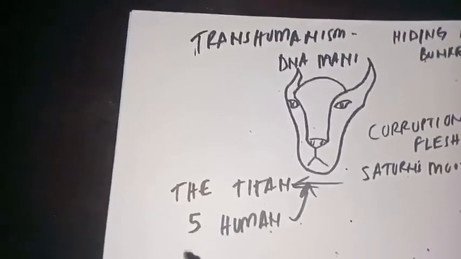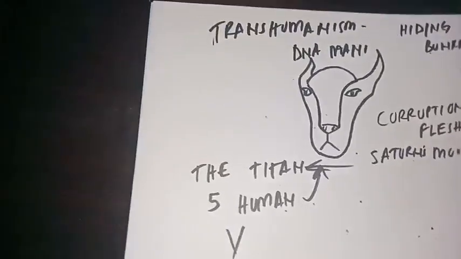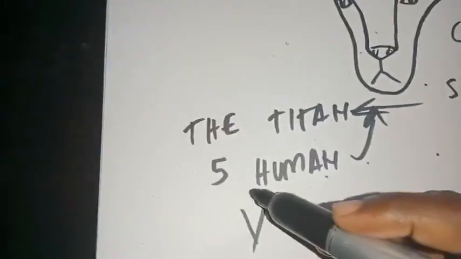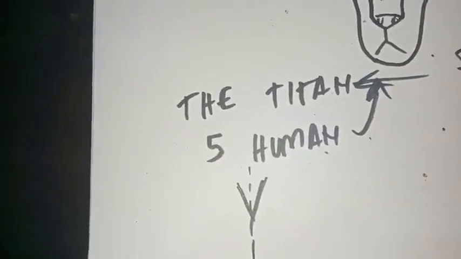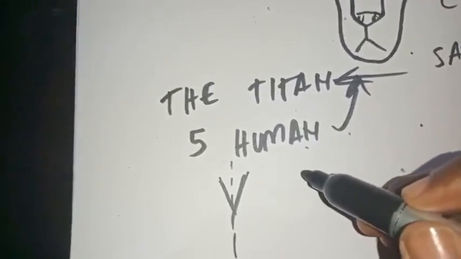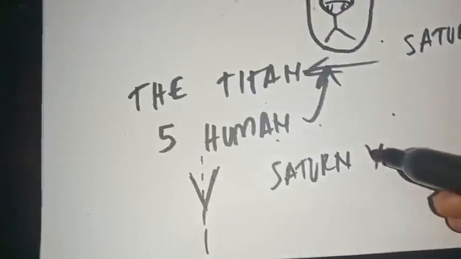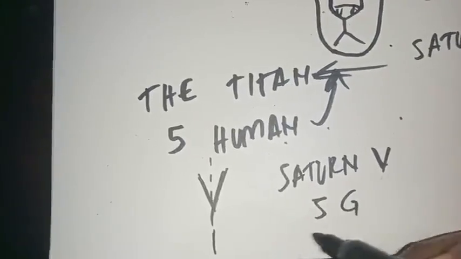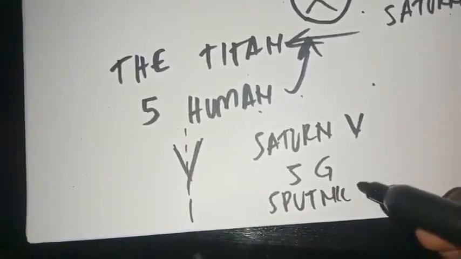Number five in Roman numerals is V. And V is for duality. When you put it in a mirror, this one and this one look the same. And that's why the first rocket to the moon, allegedly, was called Saturn V. Saturn V, 5G, Sputnik 5, all those things.